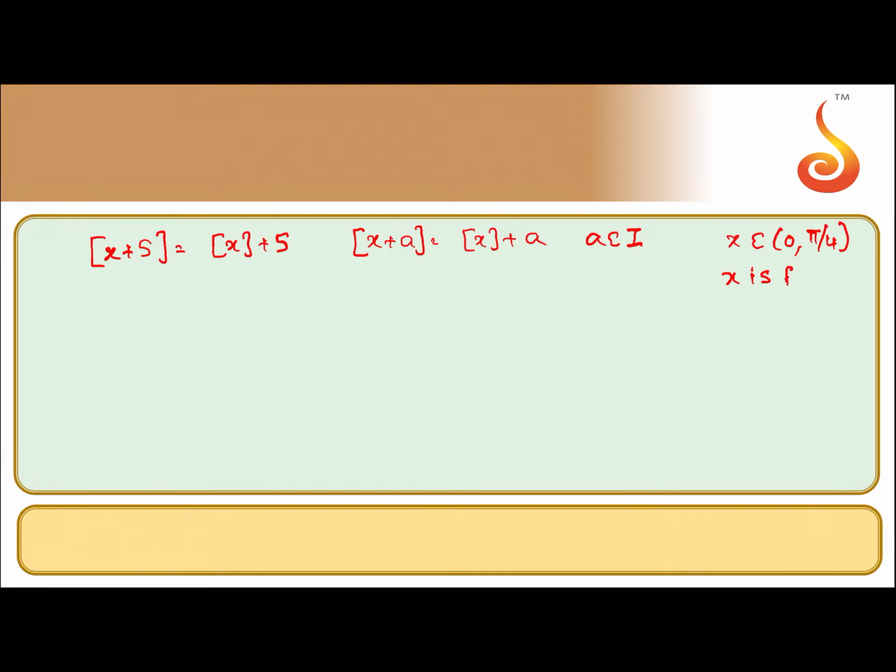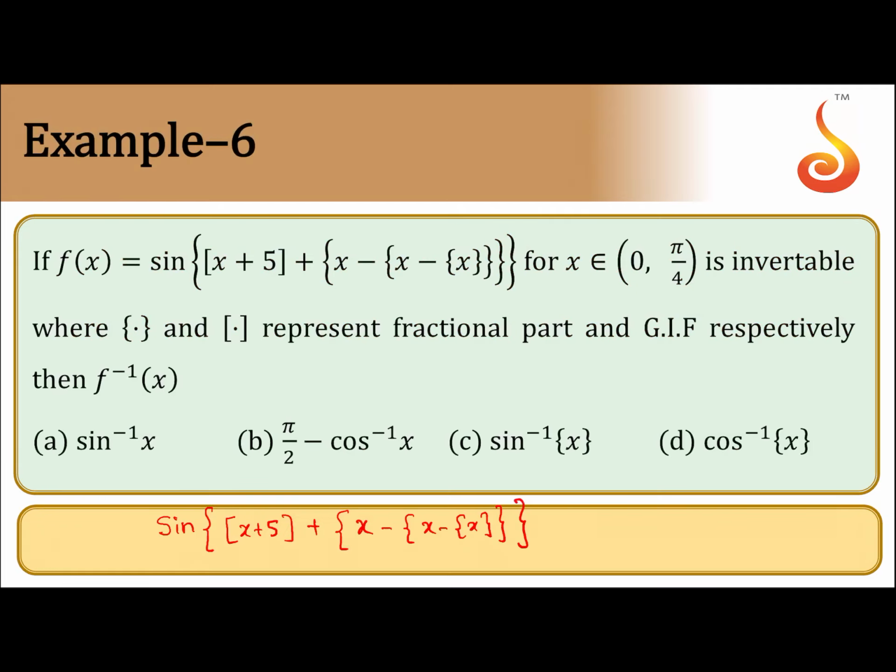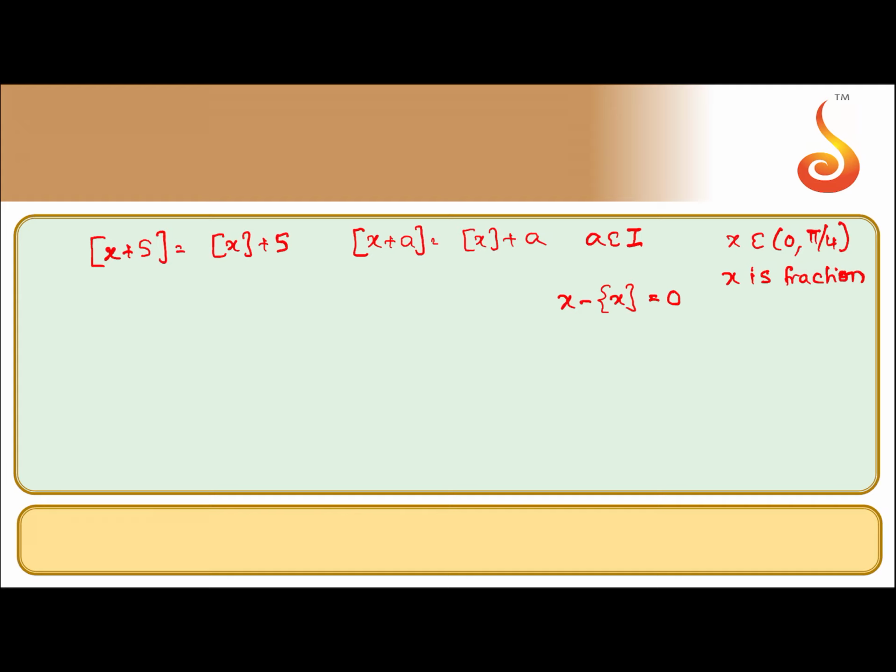Already x is a fraction. So already x is given to you as a fraction. So x minus fractional part of x will give you 0, because x is already a fraction. Let us get back to the same question.